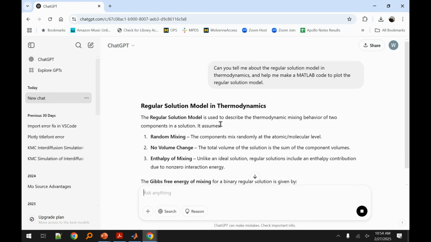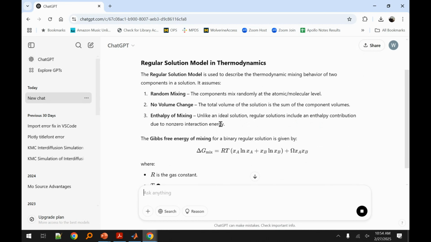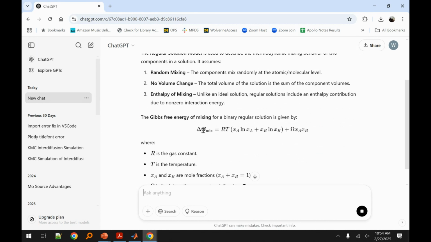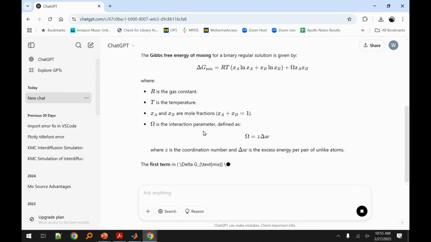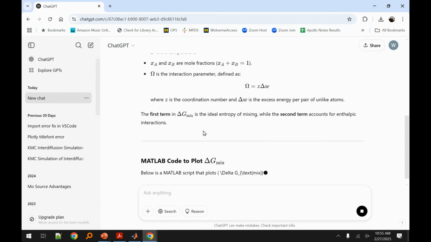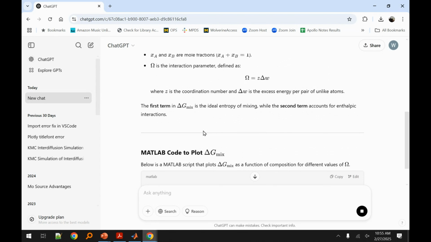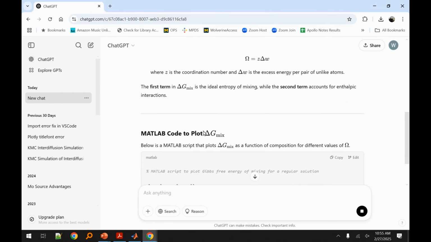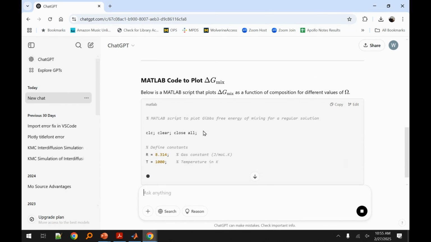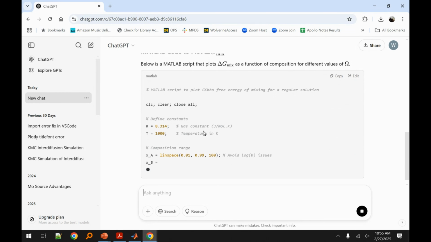So this is the correct equation for the regular solution model. It tells you a little bit about it, and so you feel pretty confident about what it's doing. And then variables and so on and so forth. If you wanted to read it, you could and you should. And here's some MATLAB code to plot it. It's just generating it, and it's taking a moment. You could even speed this up later in post-production. That's okay. I think there's a lot of value to seeing it in real time.